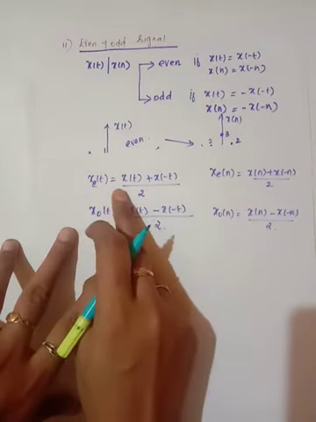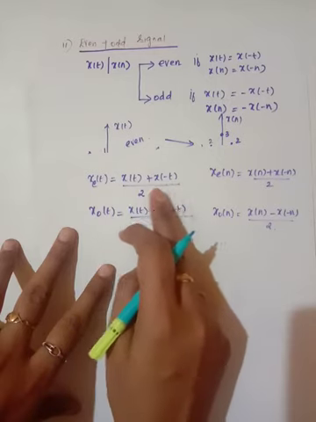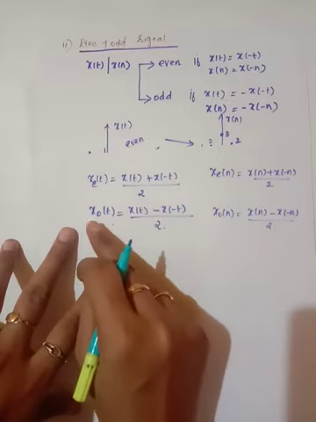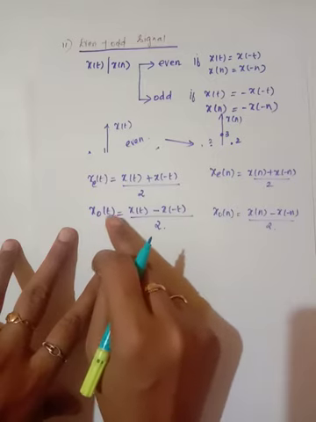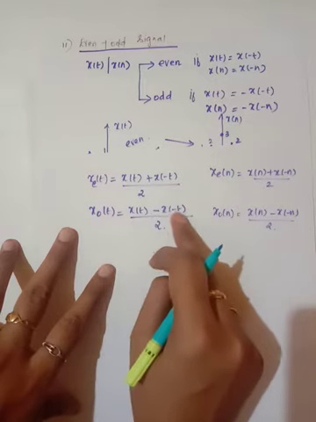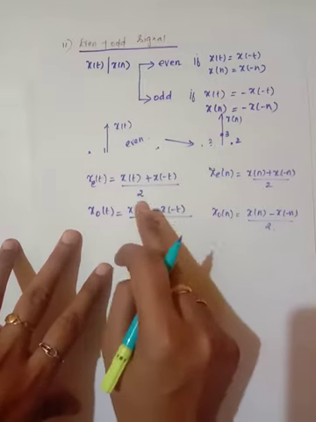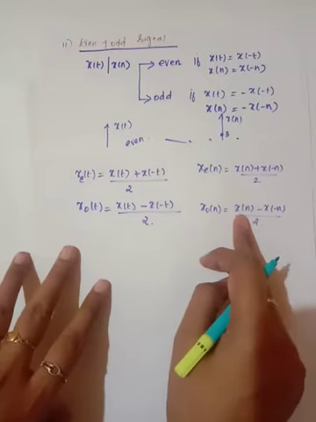x e of t is equal to x of t plus x of minus t divided by 2, and x odd of t is equal to x of t minus x of minus t divided by 2. The same condition holds for a discrete time signal.